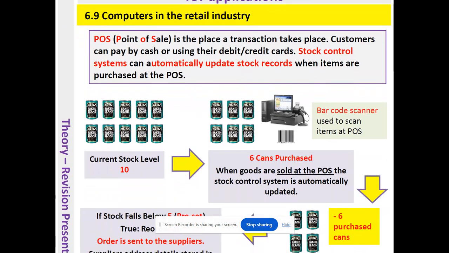Okay. We also have automatic stock control systems in shops as well. So the point of sale is the place where a transaction takes place. Customers can pay by cash or use their debit credit cards. And stock control systems can automatically update stock records when items are purchased at the point of sale.